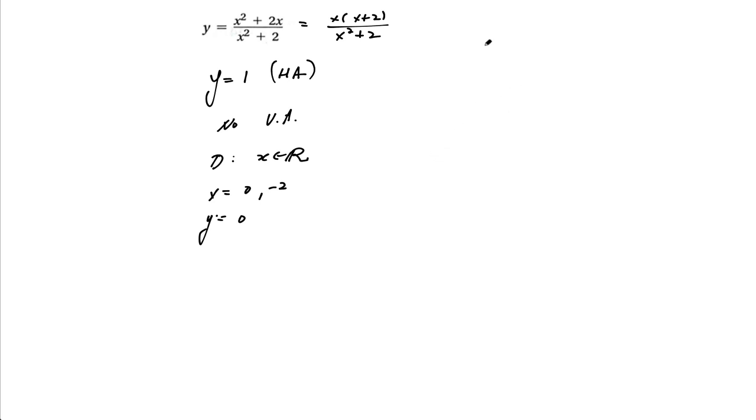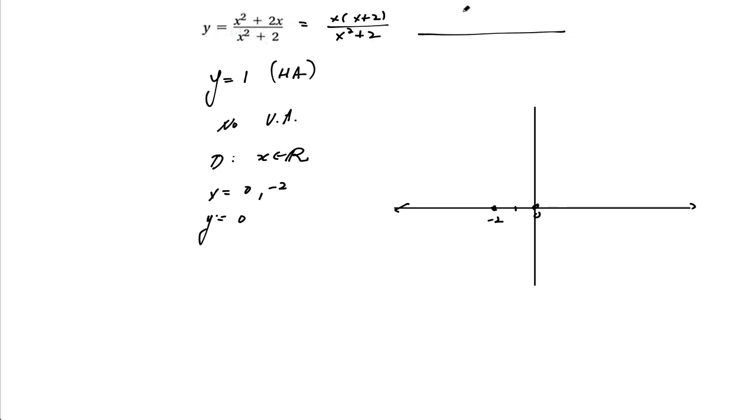Okay, so I mean, I can do a quick sketch here with that, even though the question didn't really ask for it. Here is 0, -2. Those are the x-intercepts. And this is always positive. So this graph will have the same sign as 0, -2. It's positive, negative, positive, right? And it has a horizontal asymptote at 1.